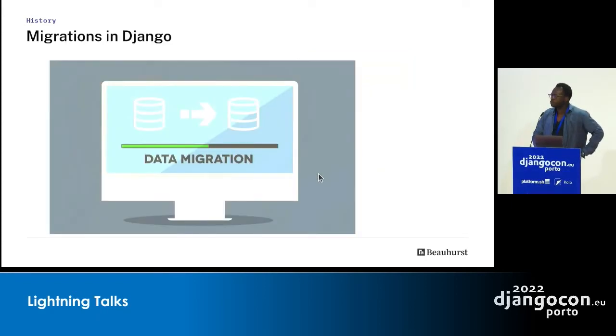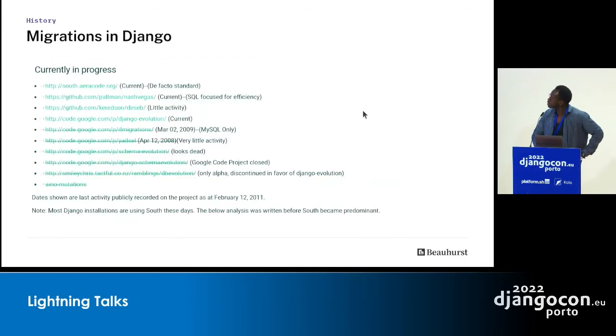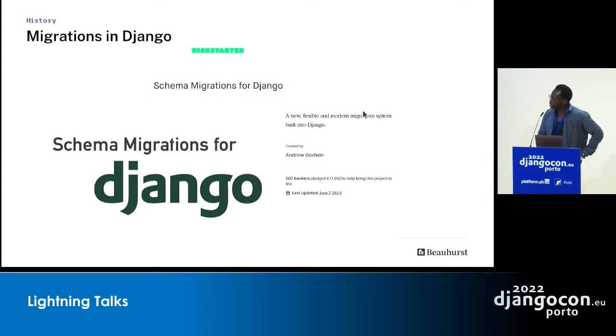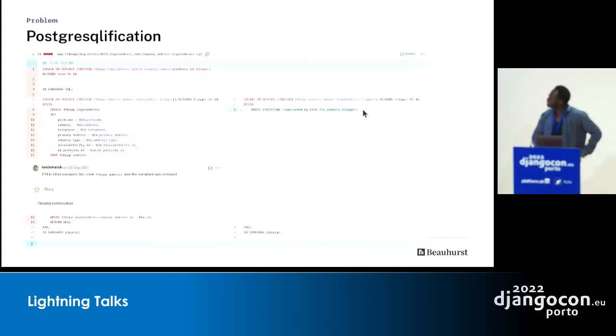I don't know if you have a lot of history of Django migrations. I actually remember a time when there wasn't a built-in migration system, and we used South and other stuff. But eventually, we built migrations into Django. And some of the same issues now come up when we deal with Postgres functions, which is what we do a lot in Bohus.